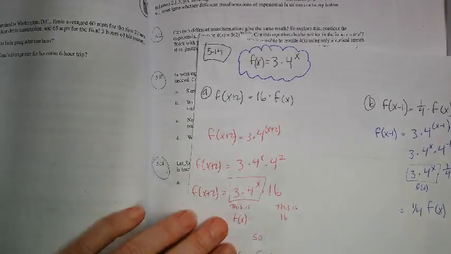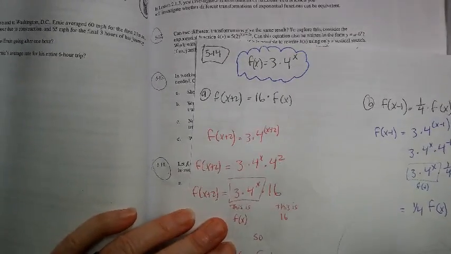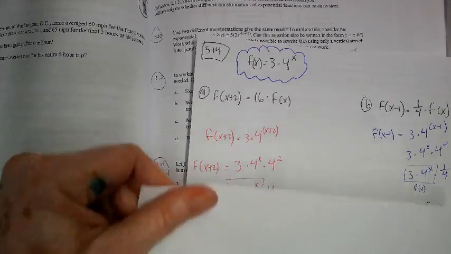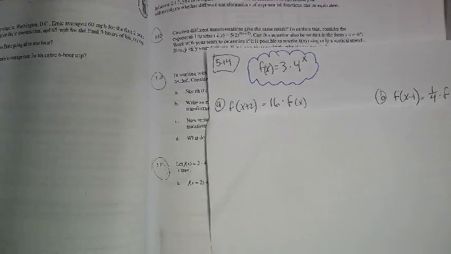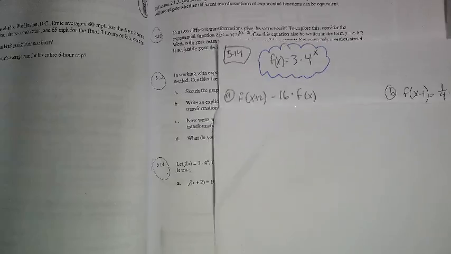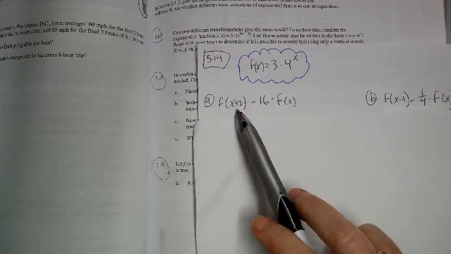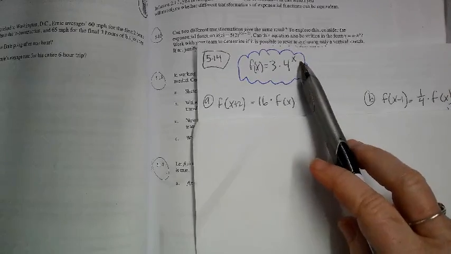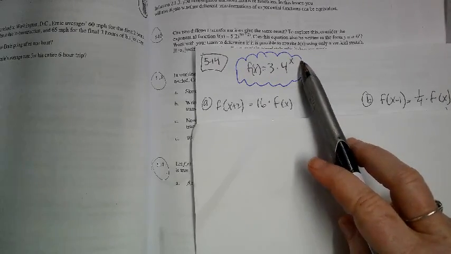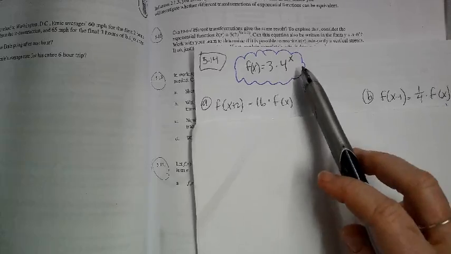So I like to cover it up as I move along. Or uncover it, I mean, as I move along. So I'm just working on letter A here. I'm supposed to show that if I plug in x plus 2 everywhere I see an x, then I'm going to end up with 16 times f of x.